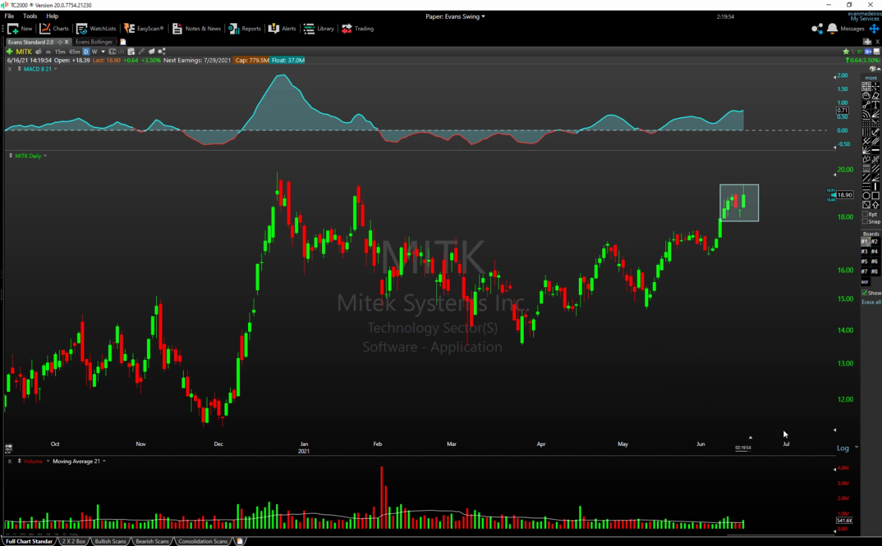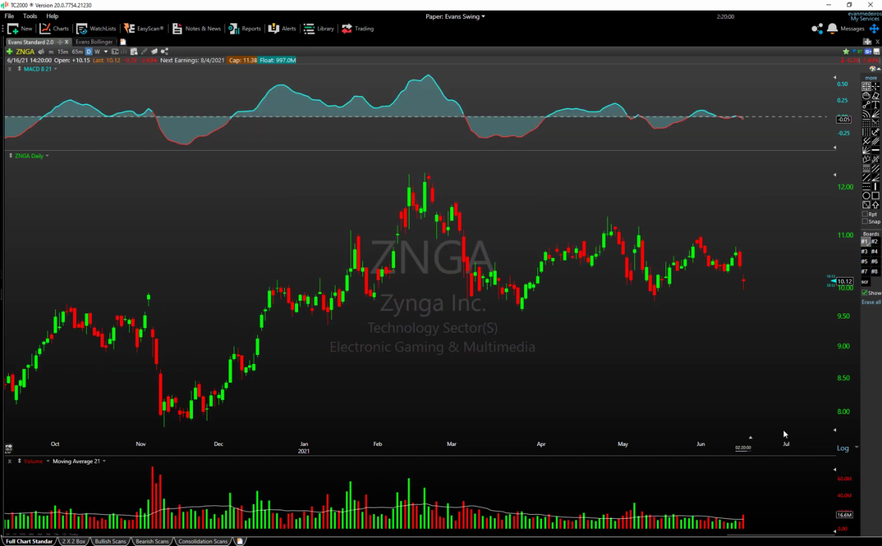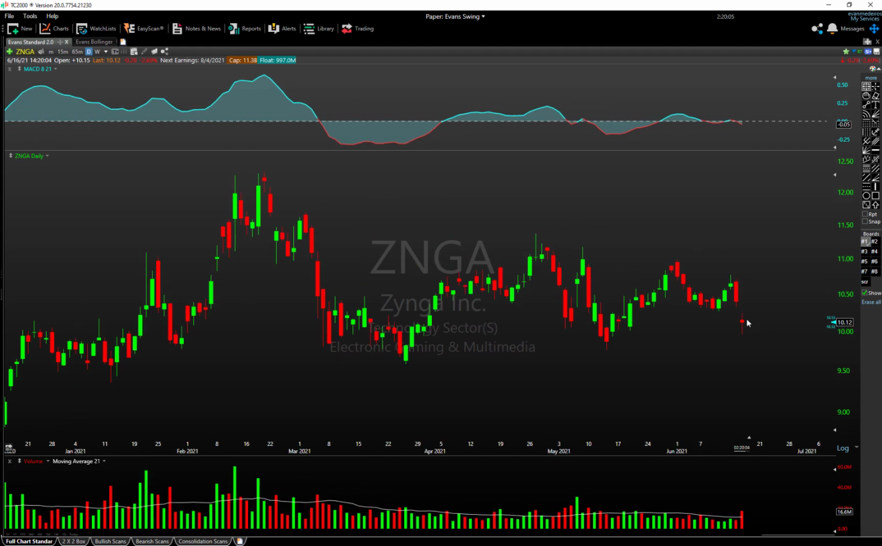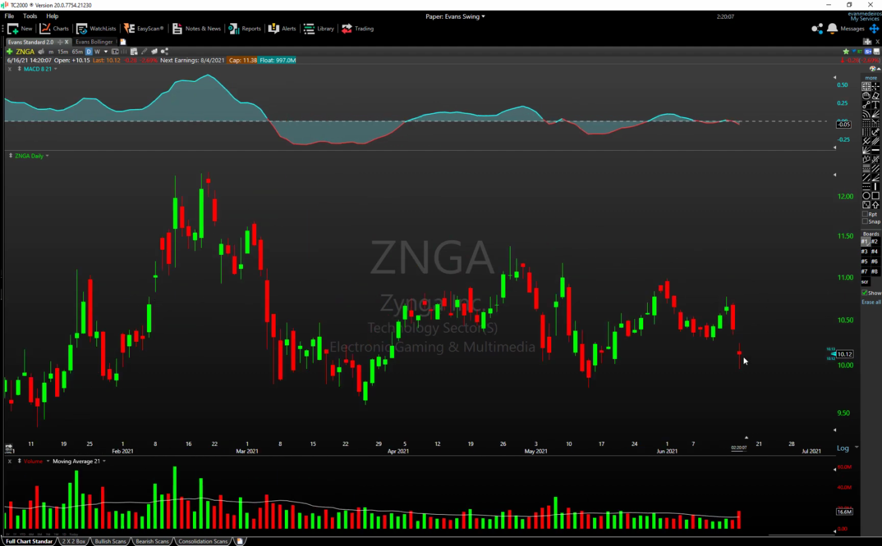So that's our first one there, Morningstar breakout there in MITK. Number 2 is Zynga. This one weakened up a little bit from when I looked at it just earlier. This is hitting our gap down recovery scan.